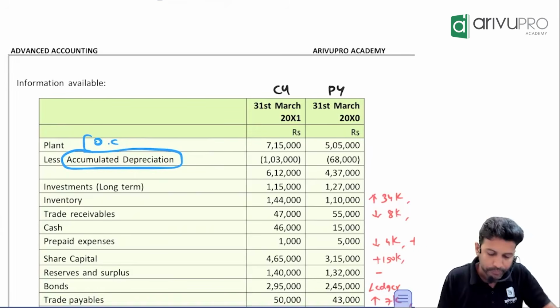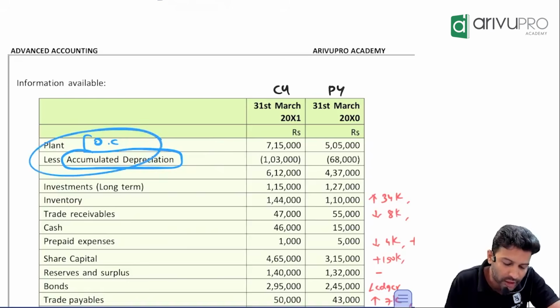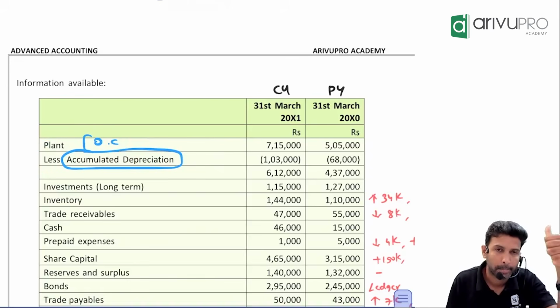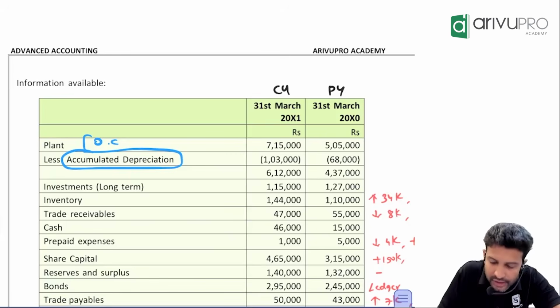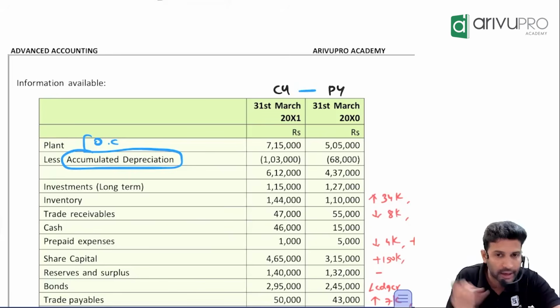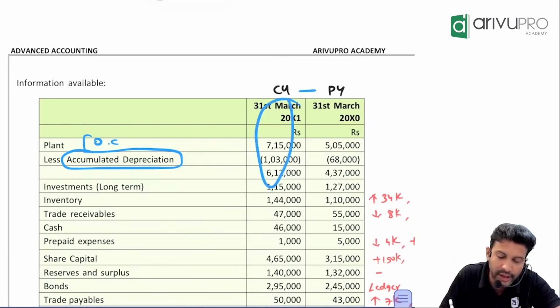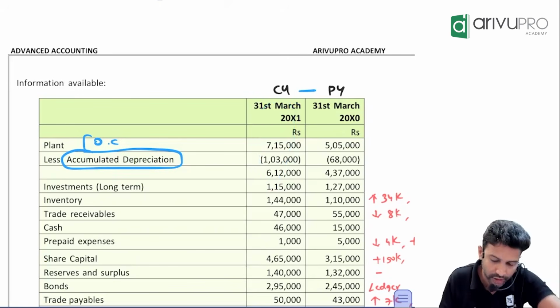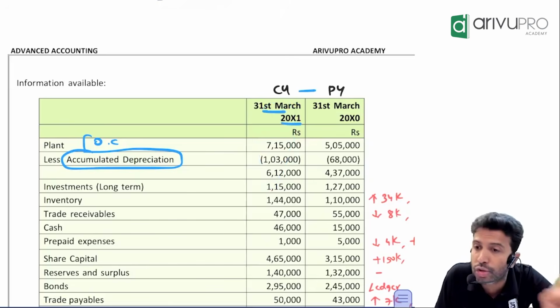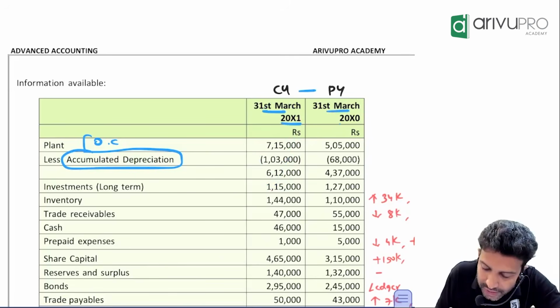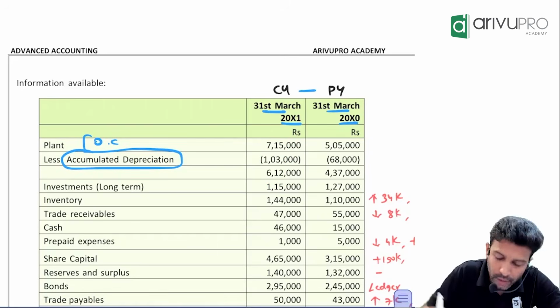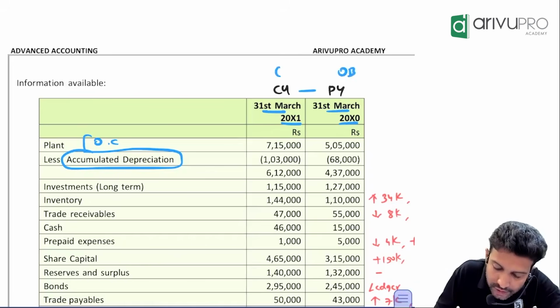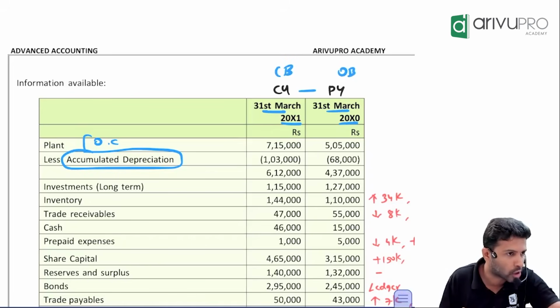Now, here we will prepare two ledgers. What are the two ledgers we'll prepare? Plant ledger and accumulated depreciation ledger. Again, they will always interchange the order. Always pay attention to the dates. Don't start directly just because you see the first data is not the opening balance. They will keep juggling the order here. Check: they have given 31st March 20X1, then they have given 31st March 20X0. So this is your opening balance and this is your closing balance. So watch out for that.